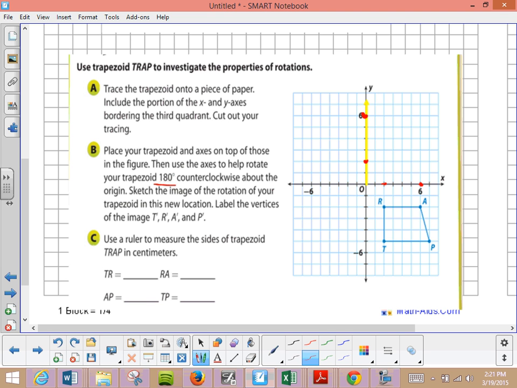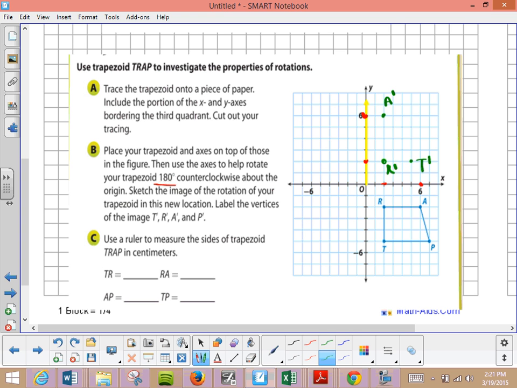Here's the easier part. If you can see that rotation, all you have to do is count the number of units from this one that will be here. In other words, to find point R, how many units is it from the x-axis? 2. That means you have to be the same amount from the new one. 1, 2. And this is R prime. What about A? 2 as well from 6. So this is A prime. What about T? 5, right? So this should be T prime.